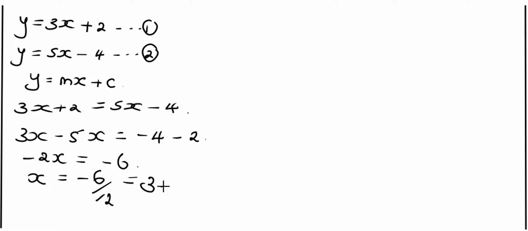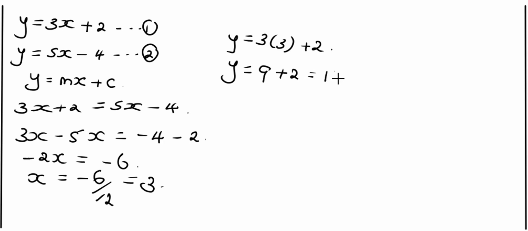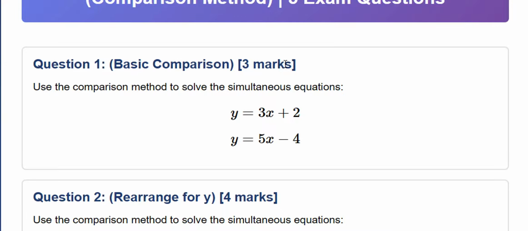And now that we know x, we can get y. We can pick one of the equations. Let's pick equation 1, and we say y = 3x, but we already know x is 3, so it will be 3 times 3 plus 2. So now y will be 3 multiplied by 3, which is 9, plus 2, which will be 11. So the final answers will be x = 3, y = 11. That's how we apply the comparison method.